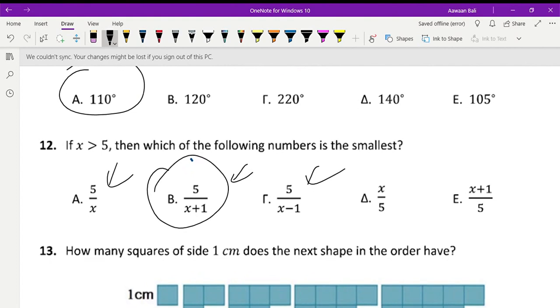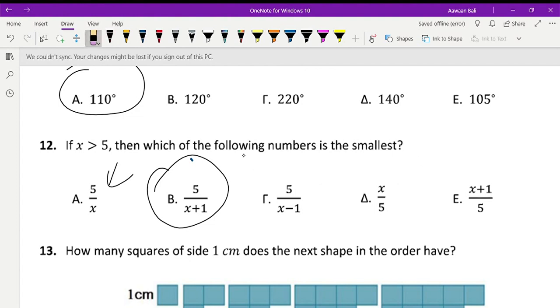And now it says that x is bigger than 5. So for delta, that means this is over 1. So this is so far the biggest. But then again, there's another bigger one because we have x plus 1. Now x plus 1 is bigger than 5 again, but even more bigger. So it would be even bigger still. And beta would be the smallest.